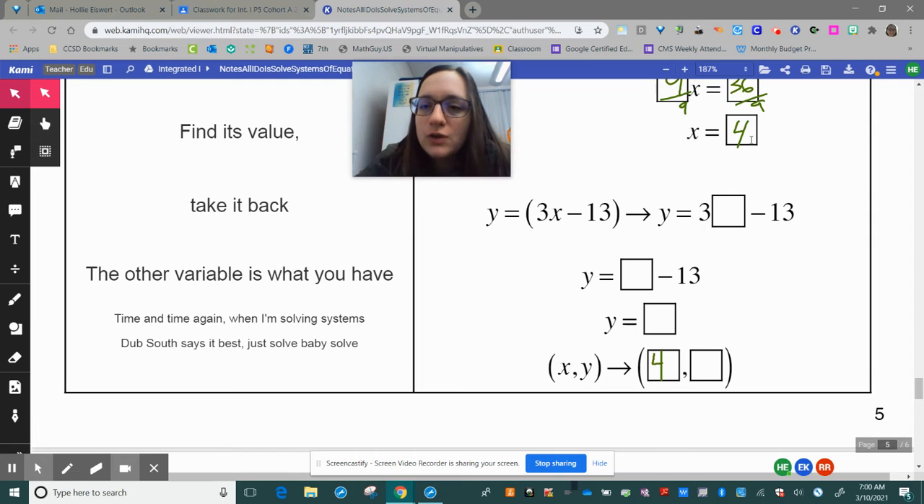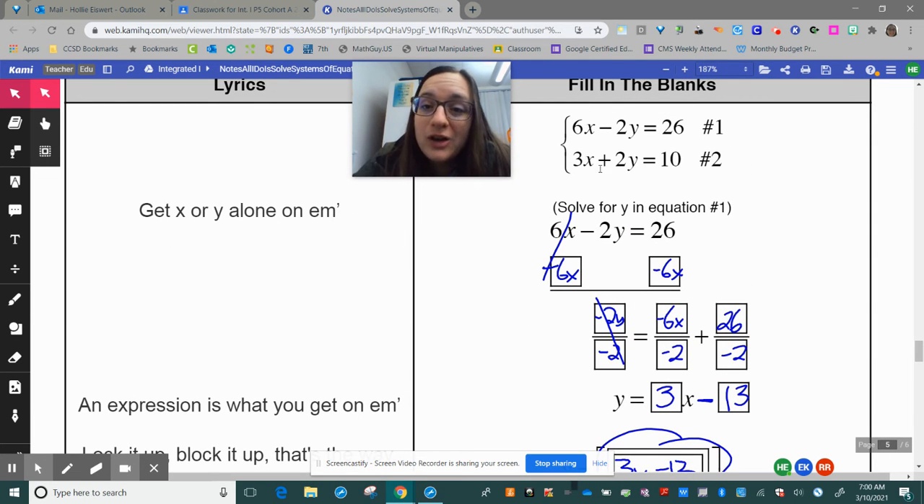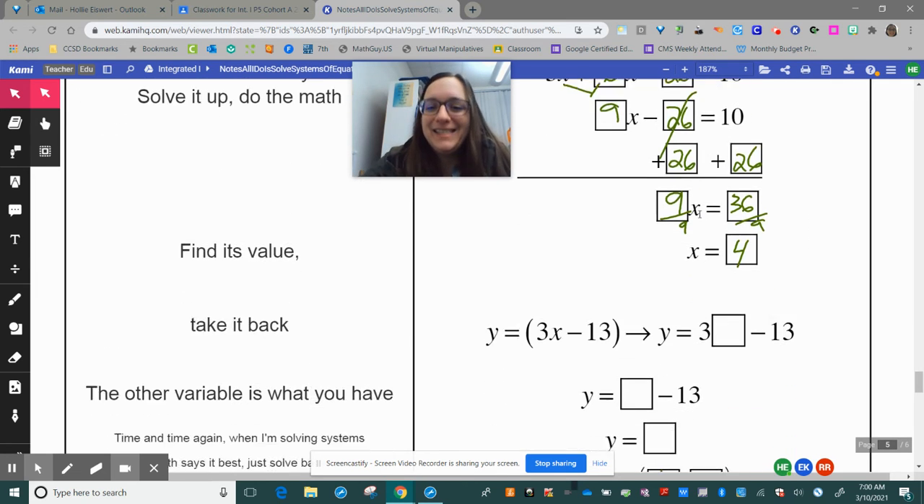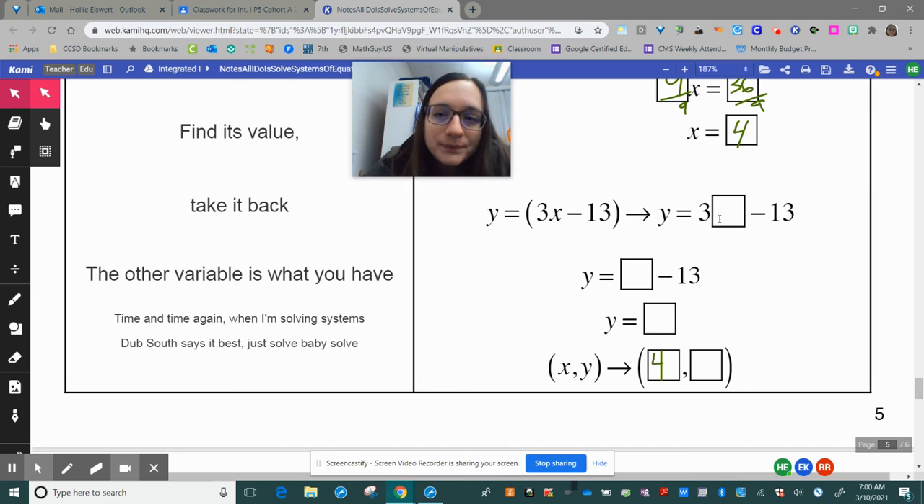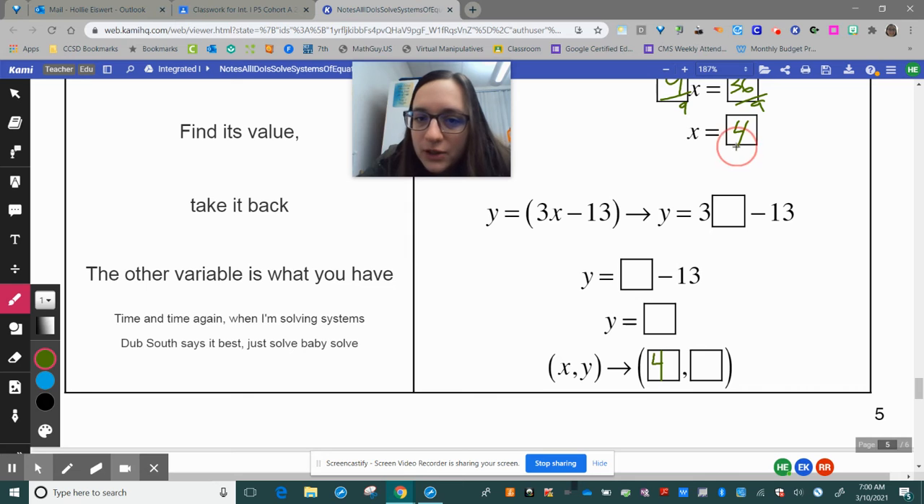Now, you could substitute that 4 in for x into either equation number 1, right here, equation number 2, right here, or the easiest is this locked it up, blocked it up, chalked it up expression. Because when you substitute that in, a lot of you can just mental math that. 4 times 3 and then minus 13. Yes. So we're going to write it out, though. So we're going to take that 4, and we're going to substitute it into our expression that we locked it up, blocked it up, chalked it up, this 3x minus 13. We're going to substitute 4 in for x.